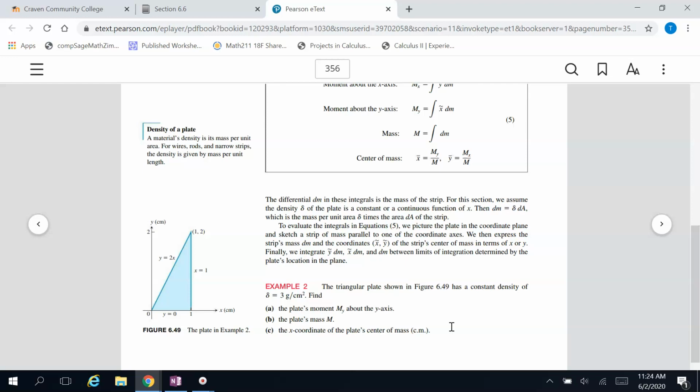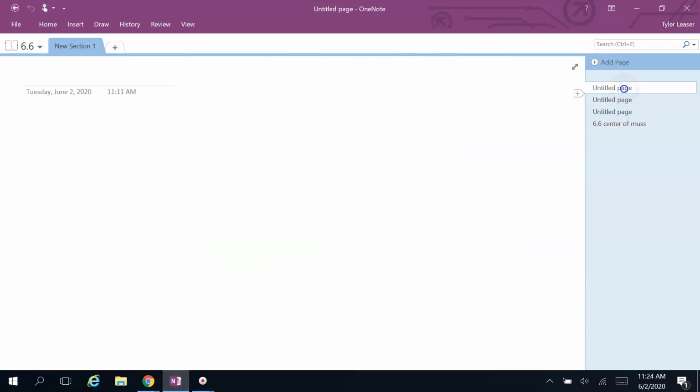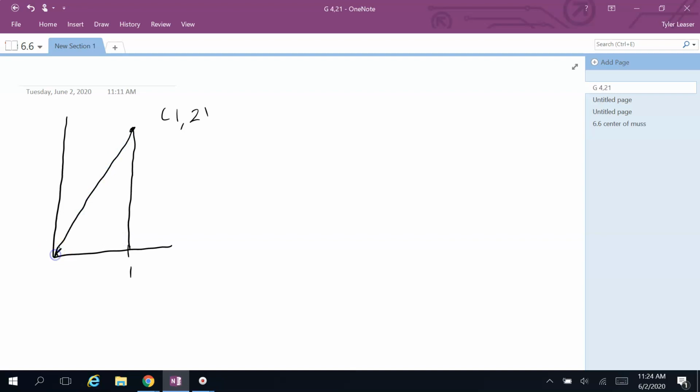So I'm going to copy this picture over to OneNote here. We have a triangle that goes from 0 to 1 on the x-axis and then up to the point (1, 2). And then it gives us these equations. I may or may not give you these, but they're easy enough to find. Okay, so let me go to a fresh page here and just copy down the picture. So this triangle goes to 1 and then up to the point (1, 2). It's a vertical line and then down to the origin. This equation was y equals 2x. This equation was just x equals 1.